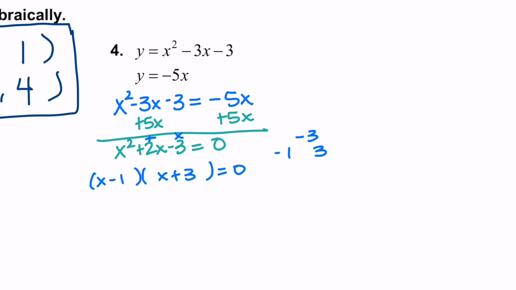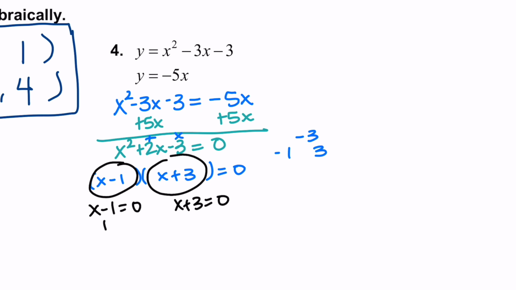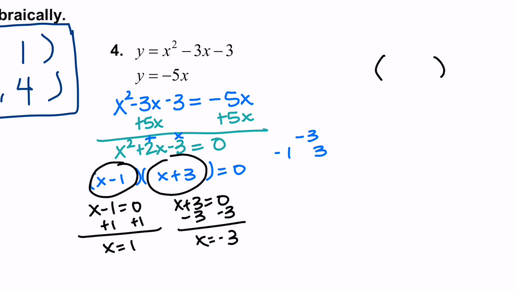We're going to use the zero product property. We're going to set each of these equal to 0. x minus 1 equals 0 and x plus 3 equals 0. Add 1 to both sides. Minus 3 from both sides. We have our 2 points. We only have the x values, x equals 1 and x equals negative 3.